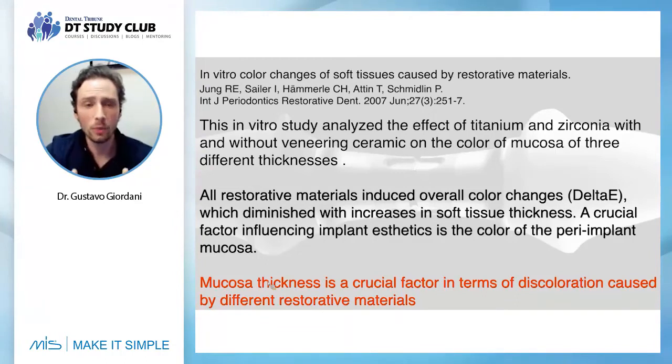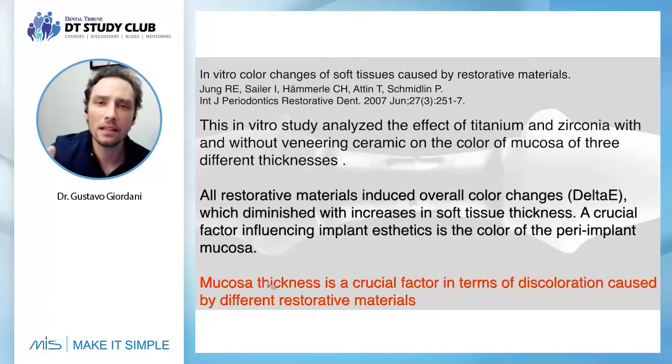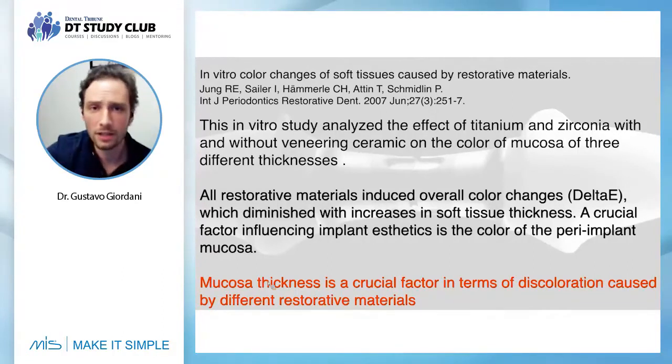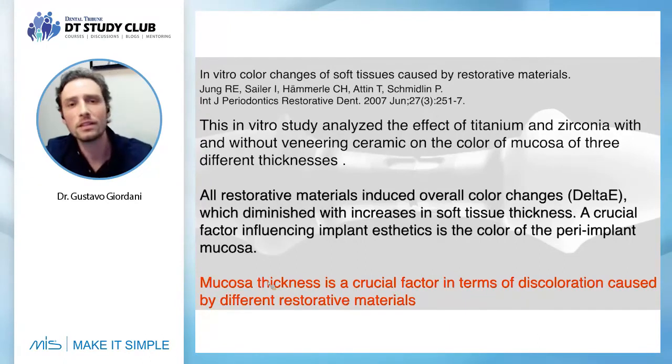And he saw that when you have less than 2 millimeters thickness of soft tissue, the color of the tissue, even if you use zirconia or ceramic, was always different compared with the natural tooth. So it's very important to have a thick tissue, to have also a very good aesthetics. Because if you have less than 2 millimeters and you use a zirconia or a zirconia with ceramic or a metal abutment, you're gonna have influence in color.